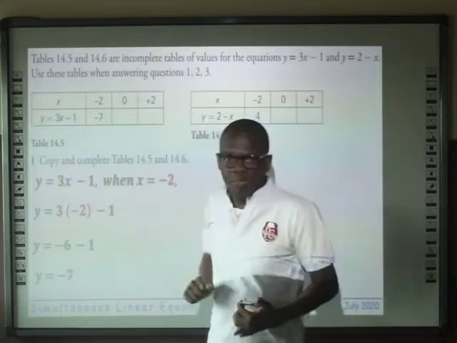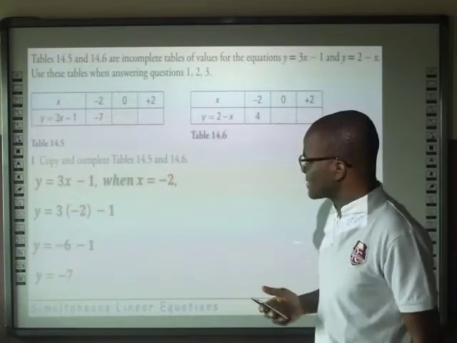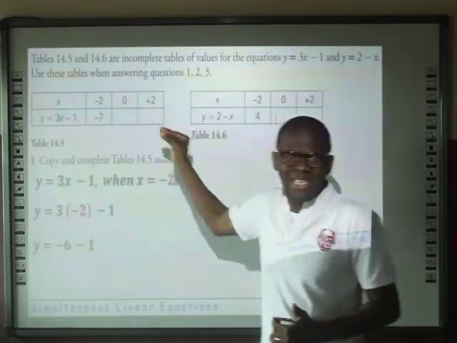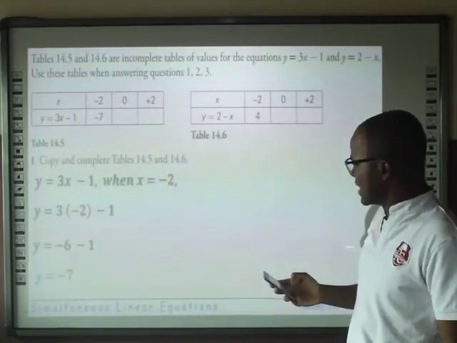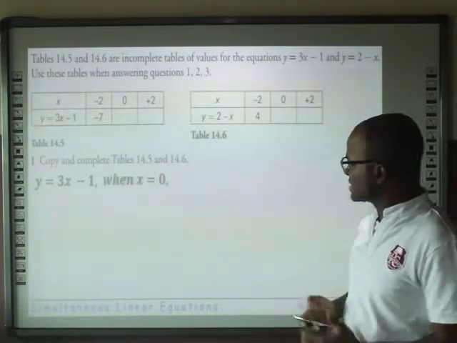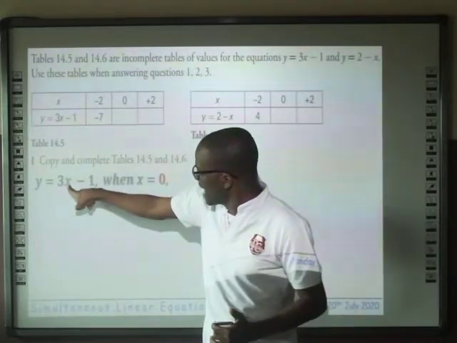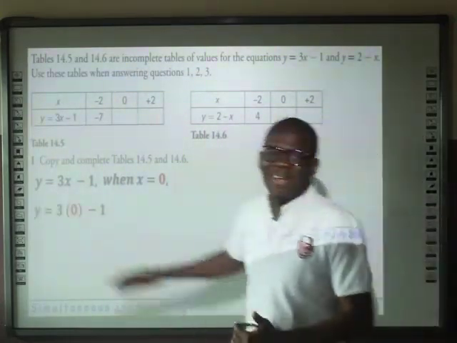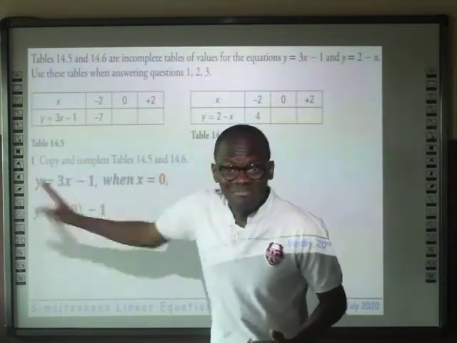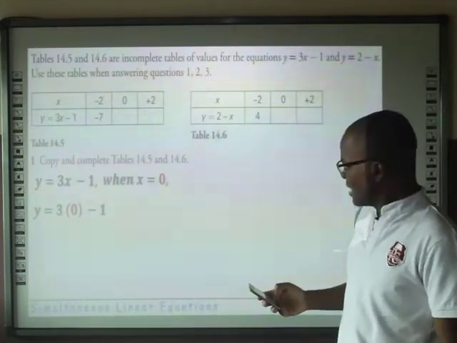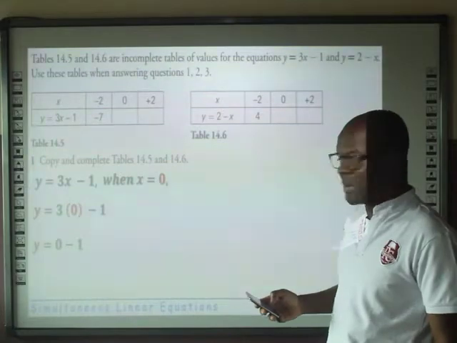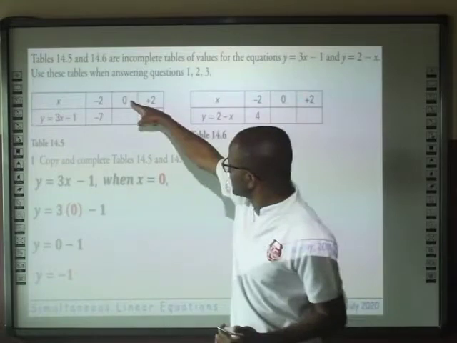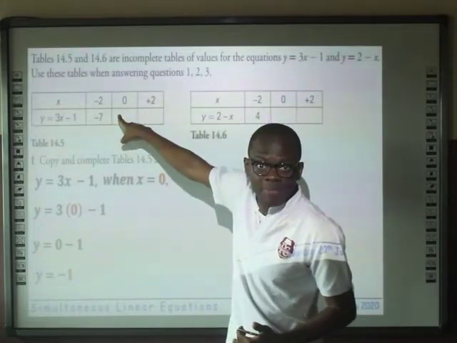Now let's complete the two remaining values for that table. So next, when x is 0, is really easy. That is so easy. When x is 0, what do you have? Put 0 anywhere you see x in that equation. And when you do that, of course you know anything you multiply by 0 cancels. You have y is equal to 0 minus 1. And 0 minus 1 gives you minus 1. Okay? So when x is 0, y is minus 1. So you put your minus 1 there.